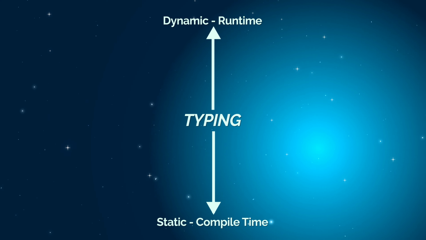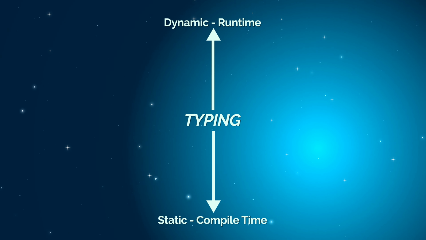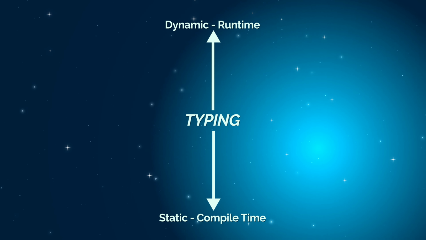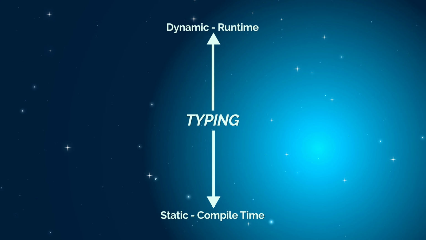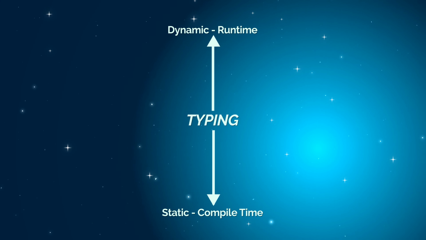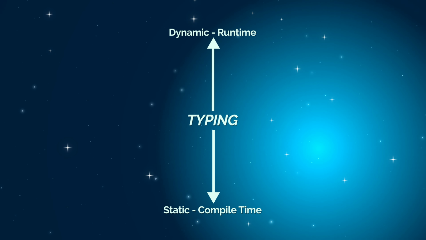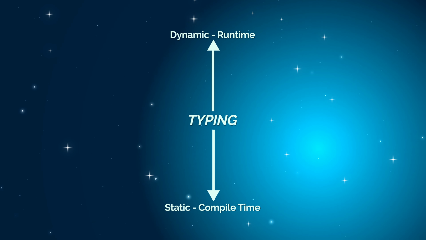In the dynamic typing context, like JavaScript, data types are determined only at runtime. You don't have to specify the data type of a variable. It can change based on the value assigned to it.